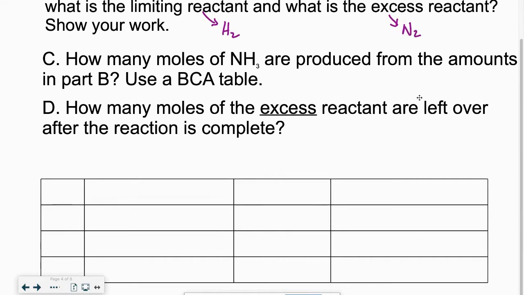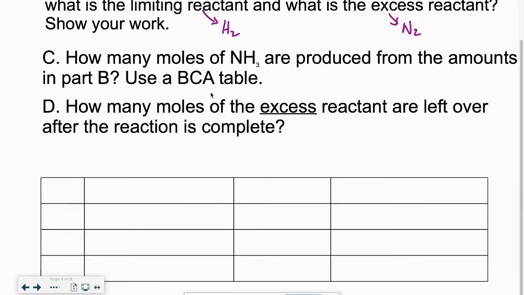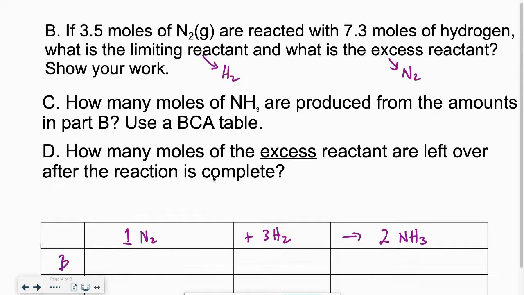So in part C, they ask how many moles of NH3 are produced from the amounts in part B. Use a BCA table. So we'll set up our BCA table down here. And we'll put our balanced reaction on top. Let me put a 1 here. And then I'm going to look back in part B.